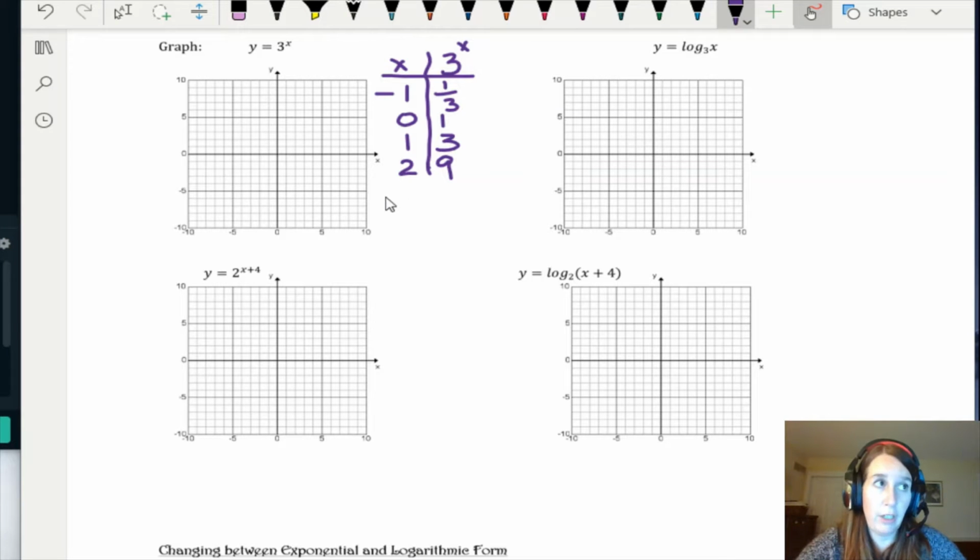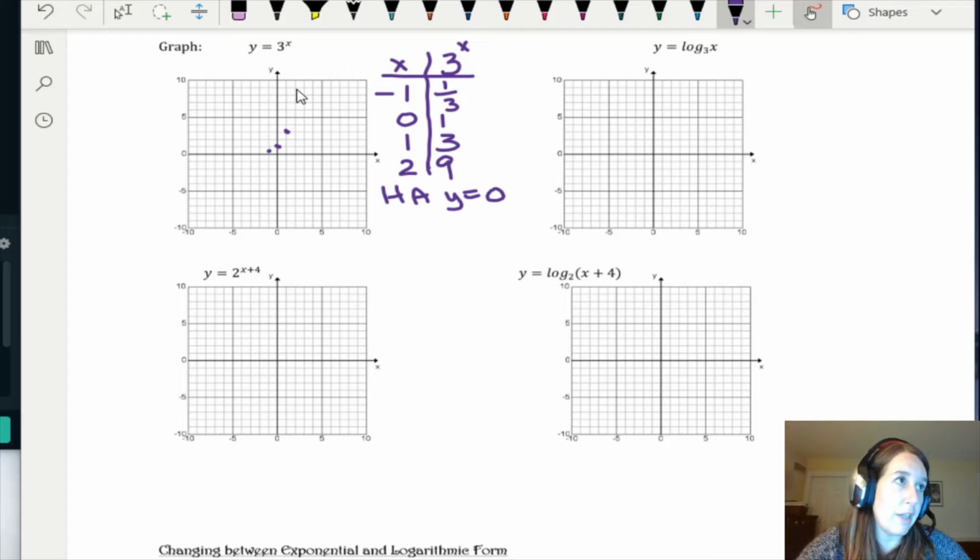Then remember, in your table, you're also going to want to write that you have a horizontal asymptote at y equals 0. Then let's graph that. We're always going to need to have one of those little fractions. This should look very similar to the graph of 2 to the x above. It just rises a little quicker because it's being multiplied repeatedly by 3 instead of by 2. Then you want to extend that towards that horizontal asymptote in the negative infinity direction.